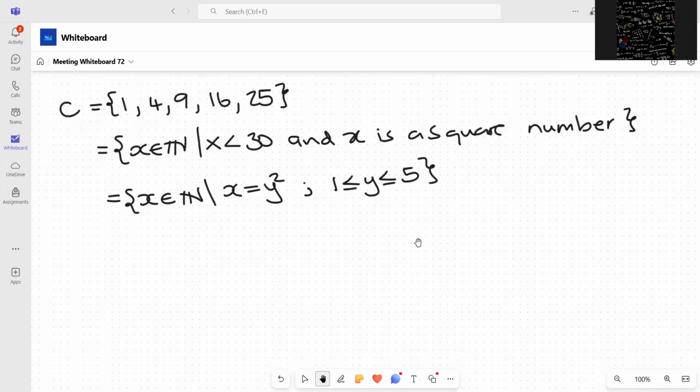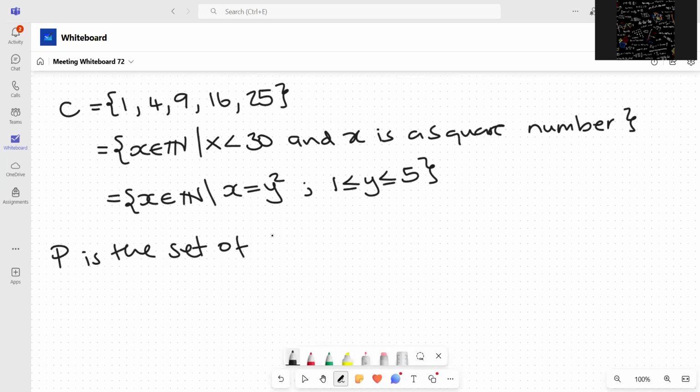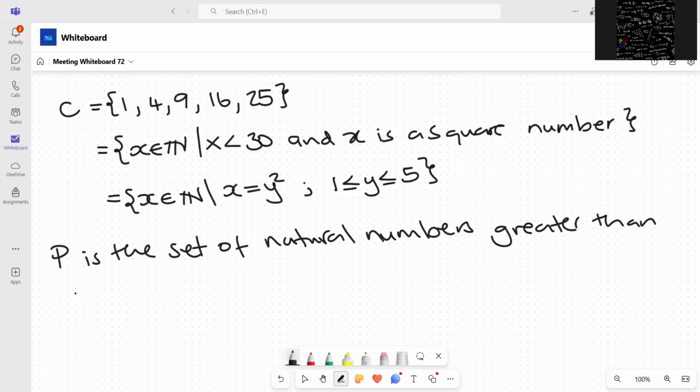Let's see, one more. If we say P is the set of natural numbers greater than 12, the set is described, and if we write it in set builder notation, we say X is an element of the set of natural numbers. That means it is a natural number, and X is greater than 12. So that is how we write sets.